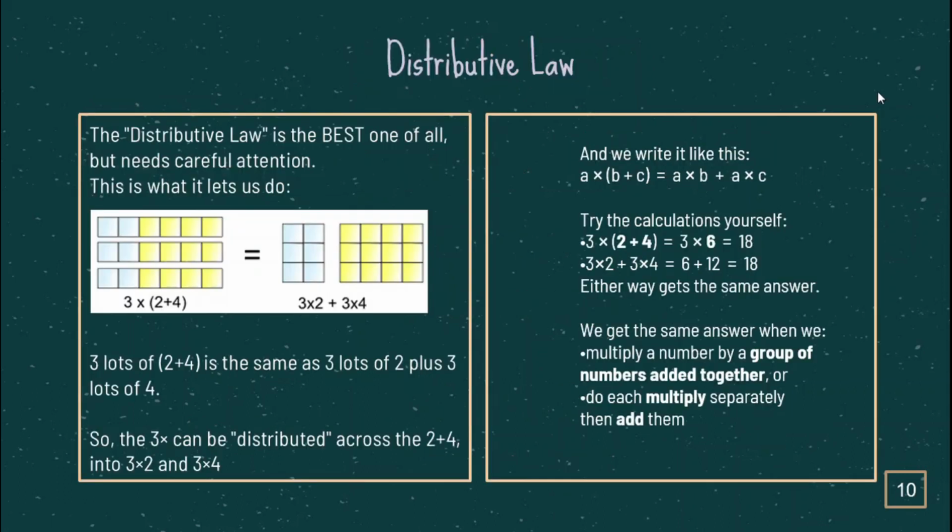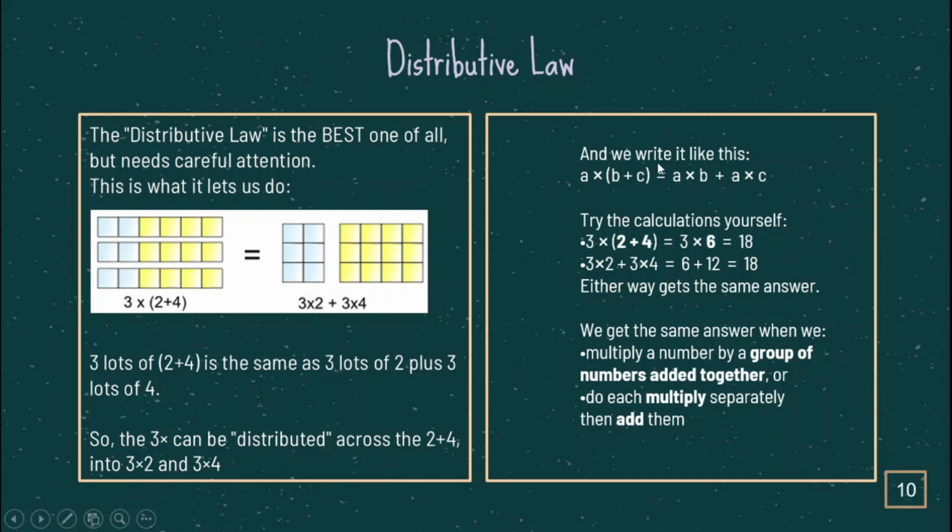The third is distributive law. The distributive law is the best one of all, but needs careful attention. This is what it lets us do. 3 times (2 plus 4) equals 3 times 2 plus 3 times 4. 3 lots of (2 plus 4) is the same as 3 lots of 2 plus 3 lots of 4. So that 3 times can be distributed across the 2 plus 4 into 3 times 2 and 3 times 4.